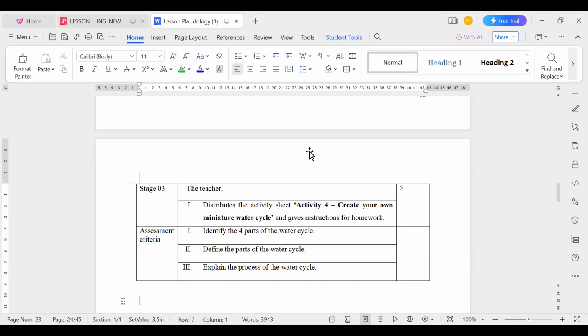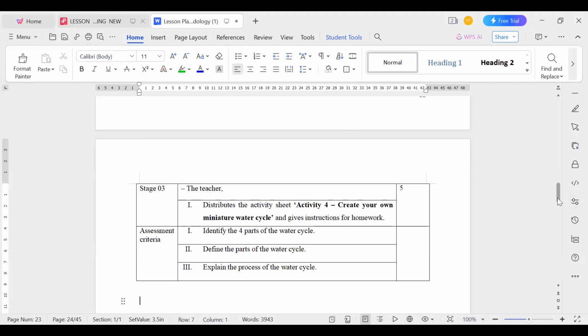How you're going to assess whether your students have learned. What you're supposed to assess: identify the 4 parts of the water cycle, define the parts of the water cycle, explain the process of the water cycle. Normally, what you can assess is the cognitive domain.